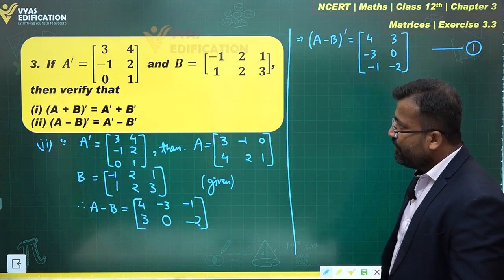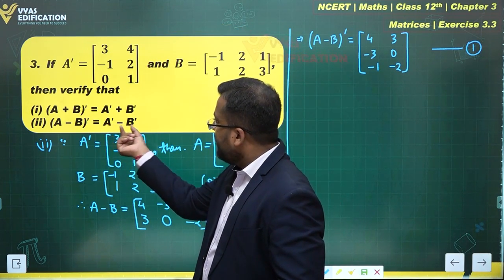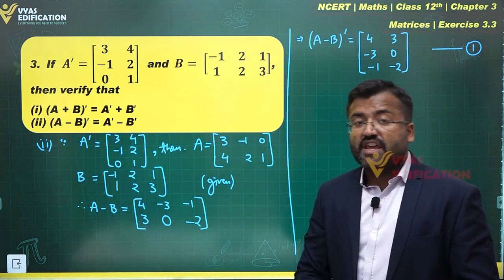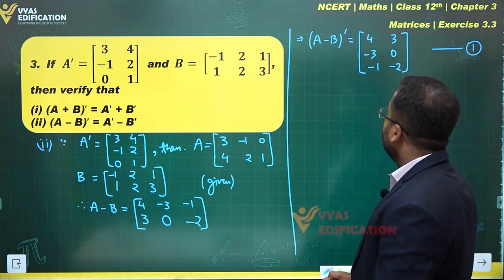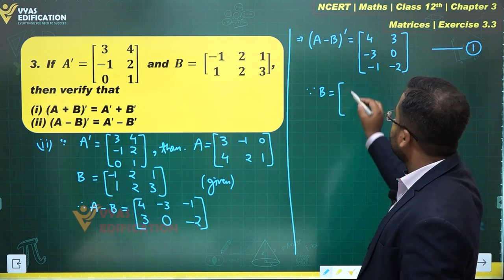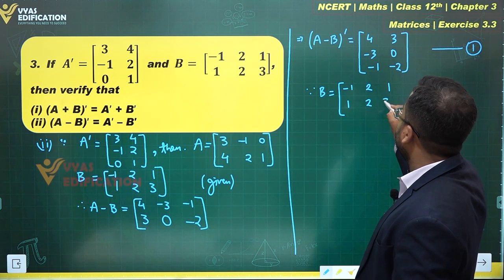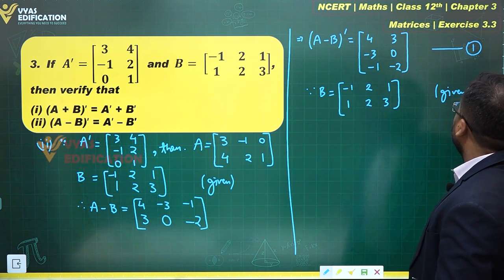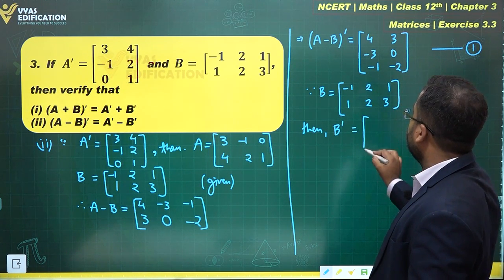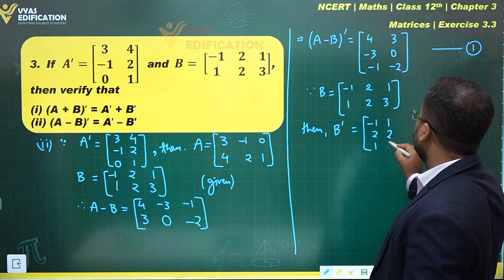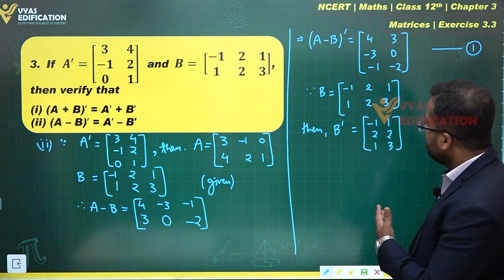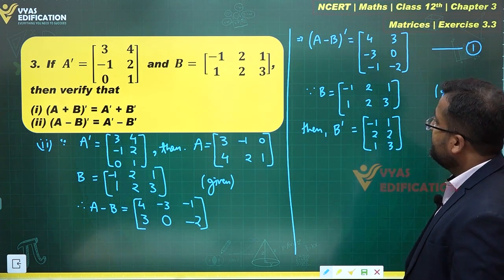What about the RHS? For the RHS, we want A prime and B prime. That is A transpose and B transpose. A transpose is already given. And using B, can I find B transpose? Yes. Let's try to find B transpose. Since matrix B is given to us, what is that? Minus 1, 2, 1, 1, 2, 3. This is given. Then B transpose is equal to what? This is minus 1, 2, 1, 1, 2, 3. This is the matrix B transpose, right? Since B is equal to this matrix, B transpose would be equal to this matrix.